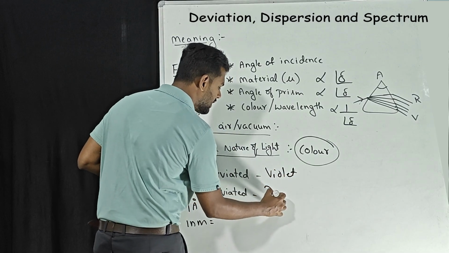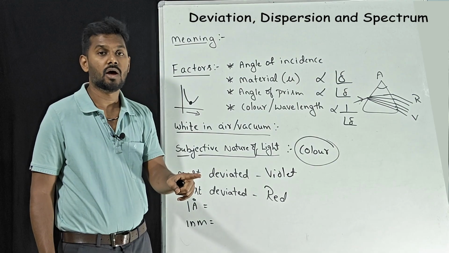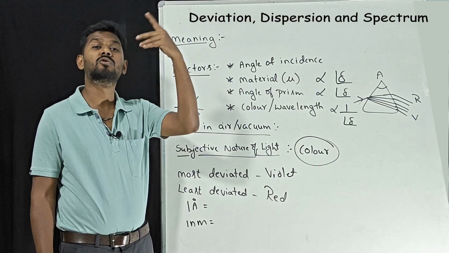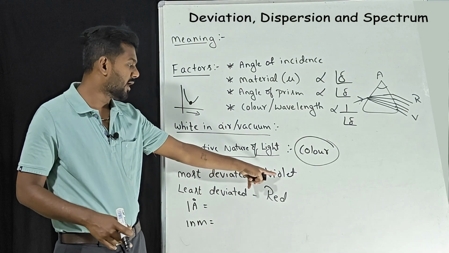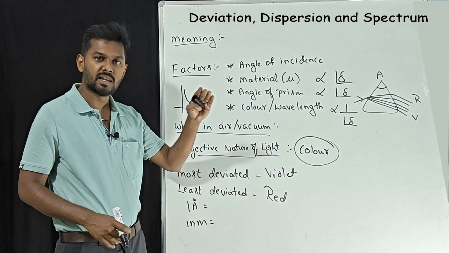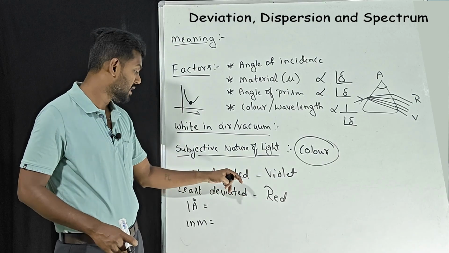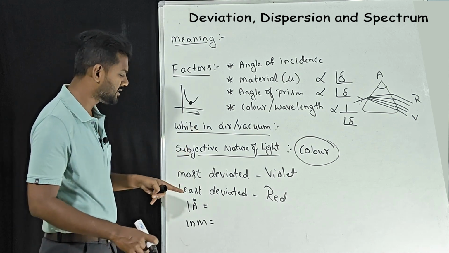Least deviated is red. See, red has maximum wavelength, so it has more speed, more wavelength, more speed, but it is least deviated. Keep this in mind. Violet has less wavelength and less speed compared to red, but it is the most deviated color. Keep this in mind.